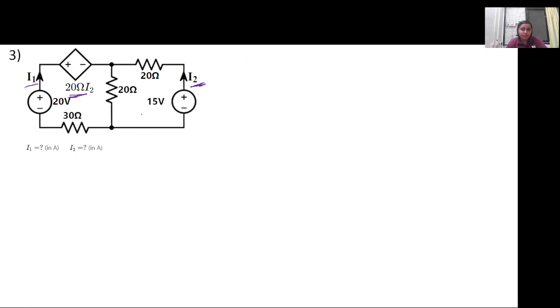Apply KVL or node KCL? So yeah, using KCL we will determine the current in this branch. I1 current is flowing in this particular branch, I2 current is flowing in this particular branch. So in the third branch, the current that is flowing is I1 plus I2 using KCL. Now we will apply KVL in the two loops and we'll get two different equations and we can calculate I1 and I2, right?